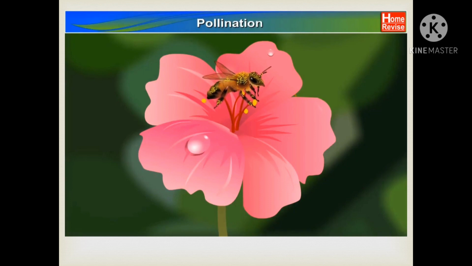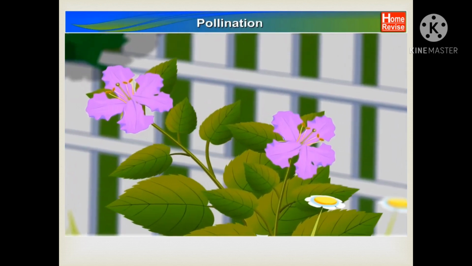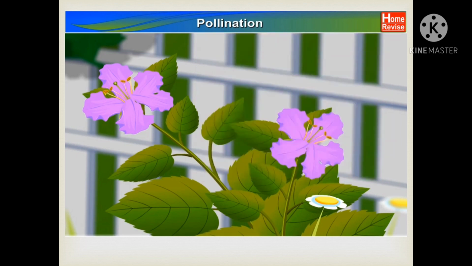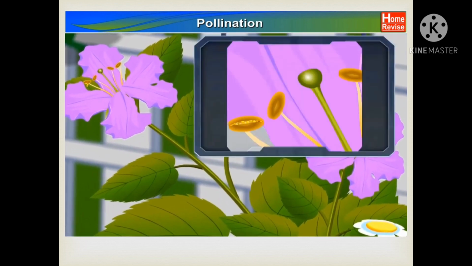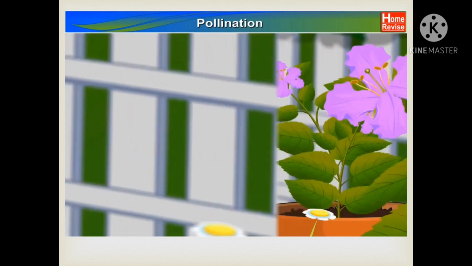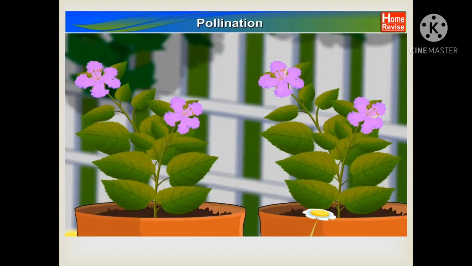Pollination. The process of transfer of pollen grains from anther to stigma is called pollination. If this transfer of pollen occurs in the same flower or another flower of the same plant, it is known as self-pollination. On the other hand, if pollen is transferred from one flower to the flower of another plant of the same species, it is known as cross-pollination.